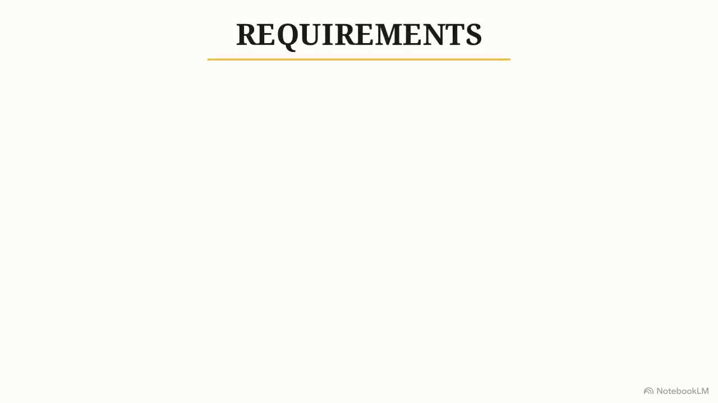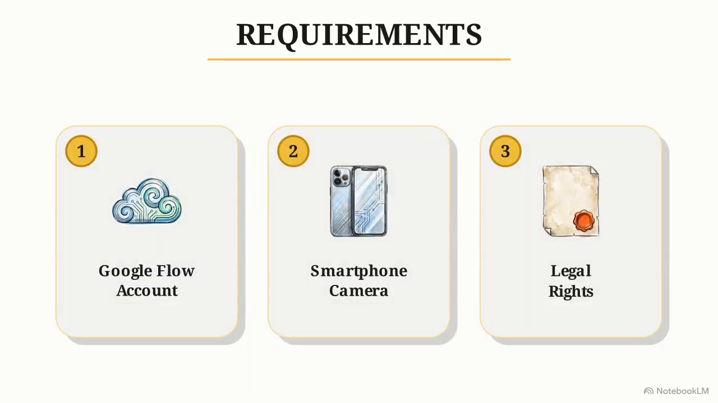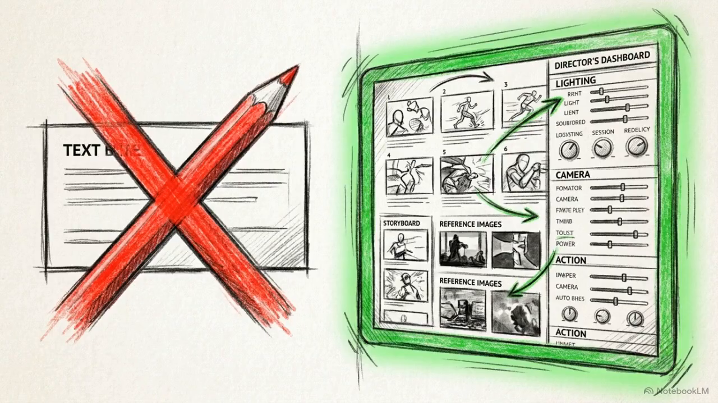Before we start the first sequence, you need 3 specific things: an active Google Flow account, a smartphone camera, and the legal rights to any base video clips you plan to upload. Combining these tools gives you exact control over your outputs. Instead of typing text and hoping for a usable clip, you will intentionally direct every element of your production.